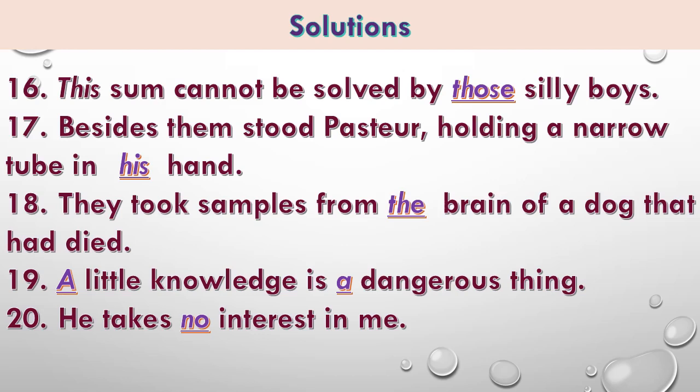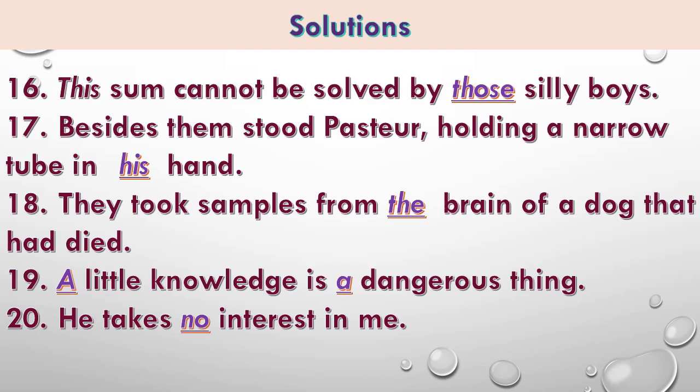This sum cannot be solved by those silly boys. Now students, this is an example of demonstrative determiner. This sum means there is a single sum, and those silly boys means there are more than one boys. That means the boys are in plural term and the boys are farther, not closer to the speaker. That's why the demonstrative determiner those is used here.